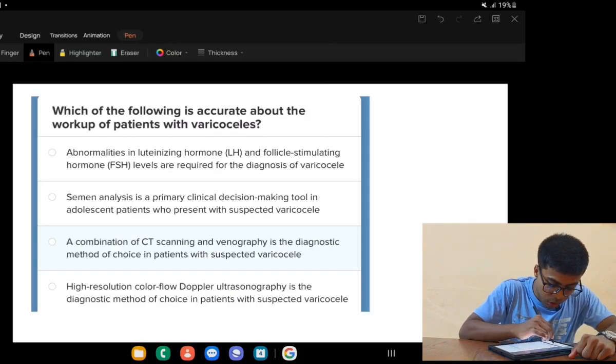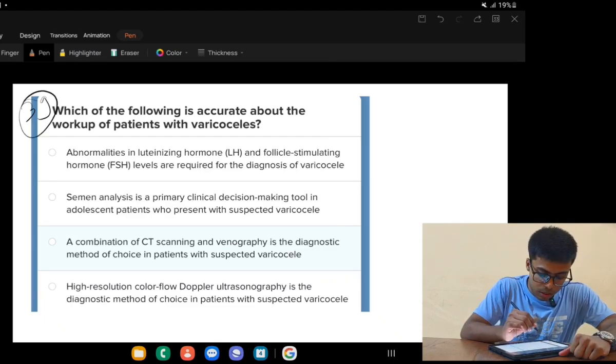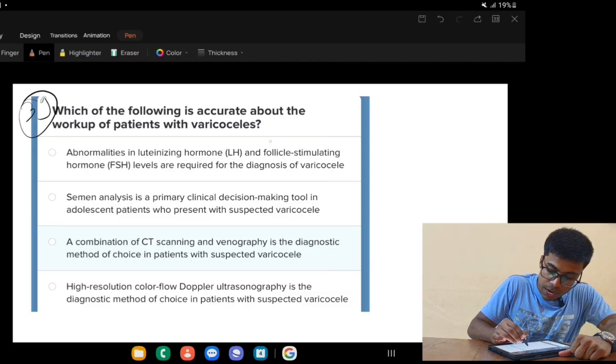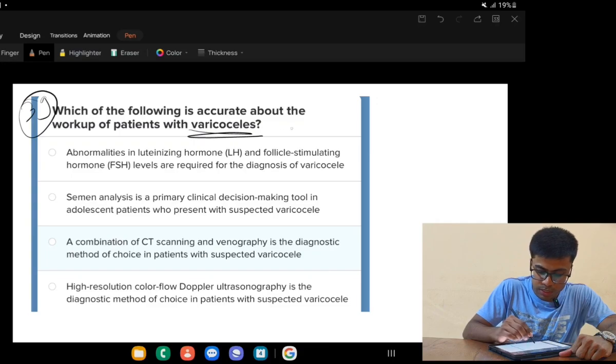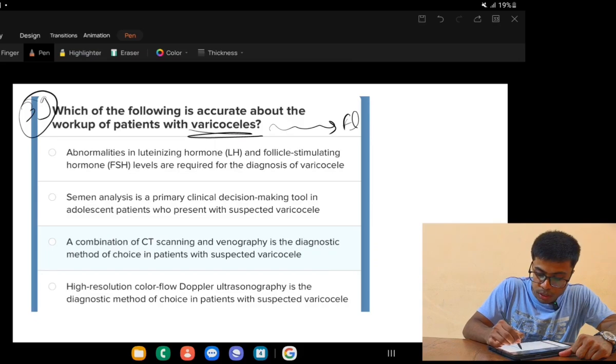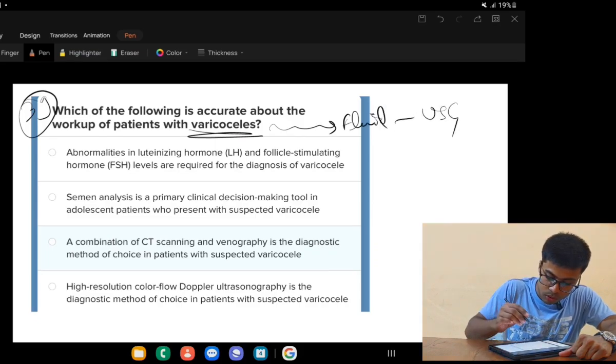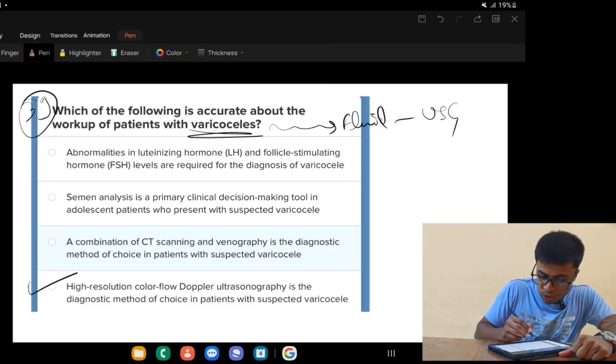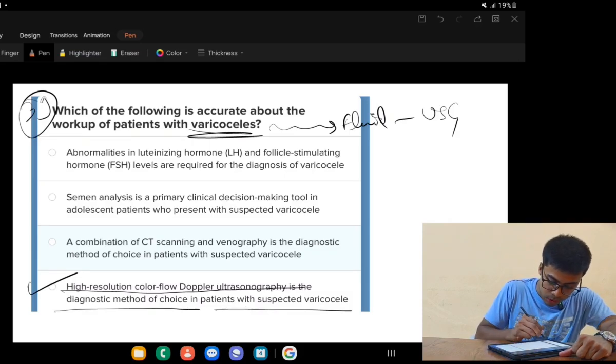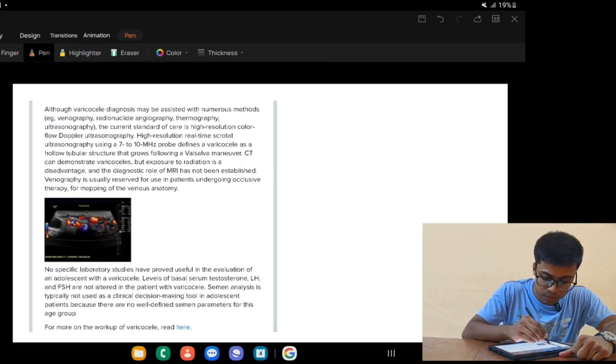Now question number 39. We are just 15 questions away. Which of the following is accurate about the workup of patients related to varicocele? They are just asking the investigation of choice. Varicocele means fluid, which means ultrasound. So in this case, high resolution ultrasound, color Doppler ultrasonography, should be done for diagnosing suspected varicocele. Let's see the explanation. Varicocele will look like this. Of course, this is easy, you can go with it.